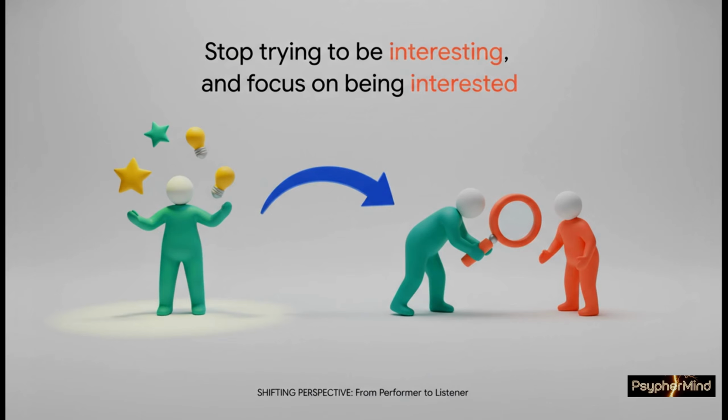And all of this leads to one of the most powerful mental shifts you can possibly make. You know that pressure we all feel socially? It comes from trying to perform, from trying so hard to be witty and charming and oh so interesting. The secret is to just flip that script entirely. Stop trying to be interesting, and instead, focus all your energy on being interested. The moment you let genuine curiosity guide you, all that pressure on you just vanishes. And bonus, the other person feels truly seen and valued.